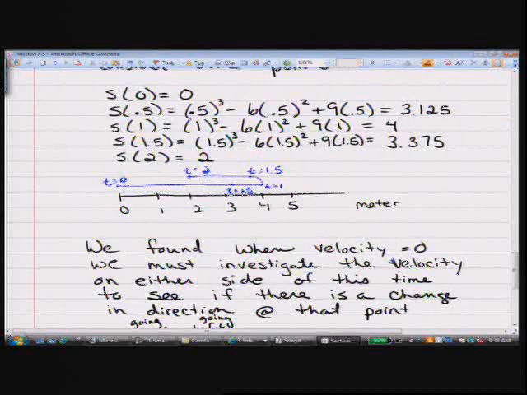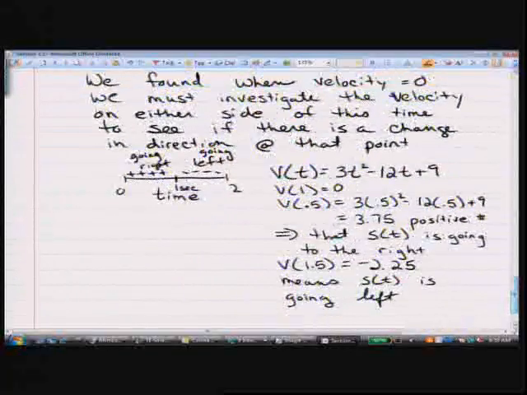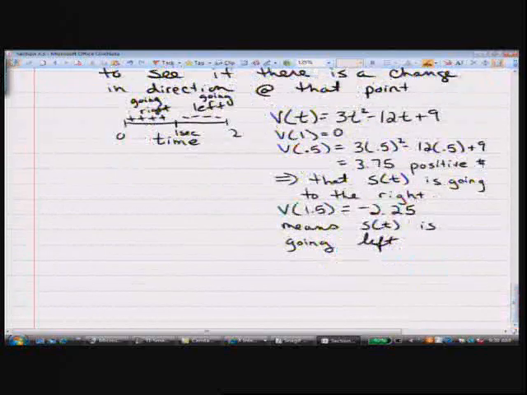So we couldn't answer this question without looking at the velocity and seeing if it ever changed over the interval that we wanted. And then we had to investigate, if the velocity does equal 0, did it just stop there, or does it go back and forth? Does it go left and then right? Because it could be that it just stops for a second and then starts back up again. So that wouldn't have mattered.